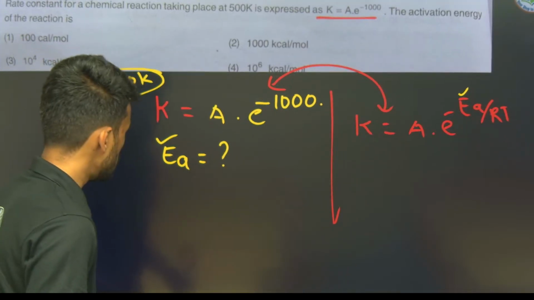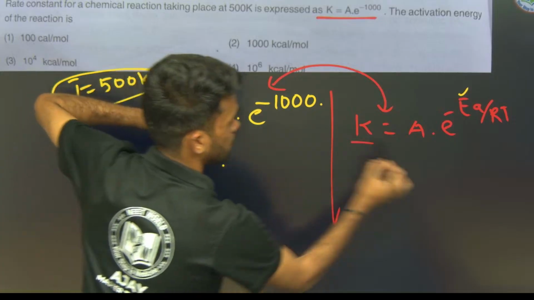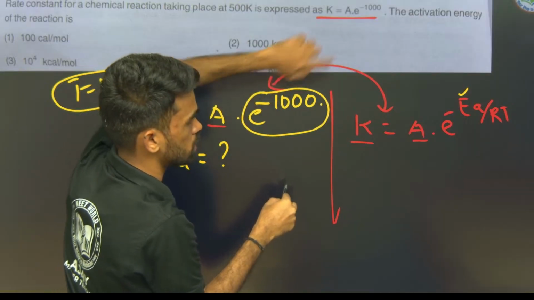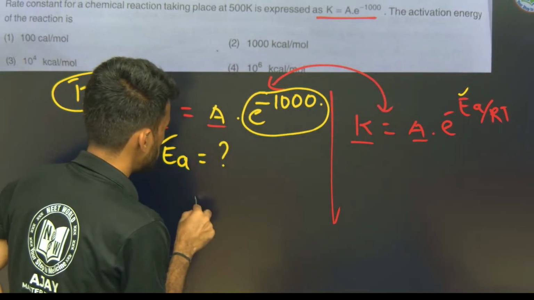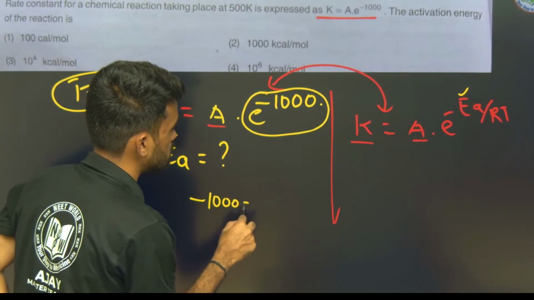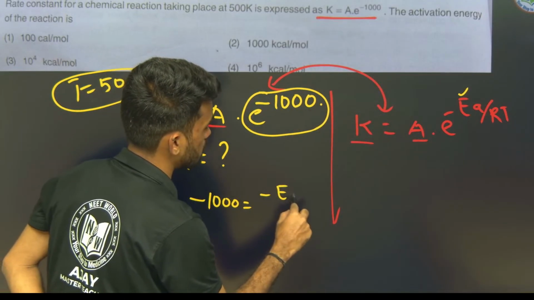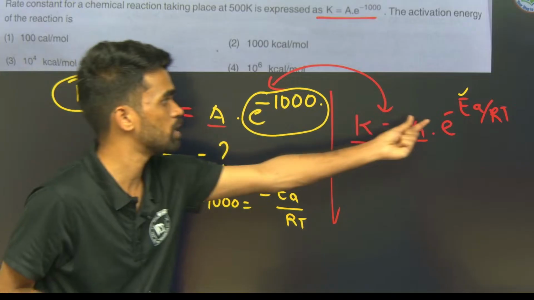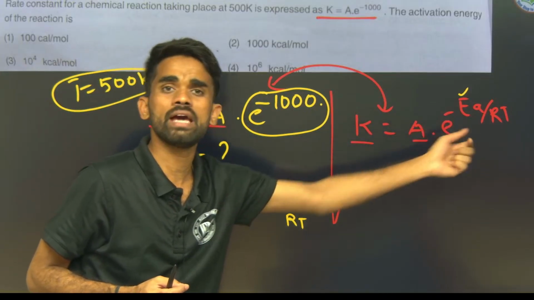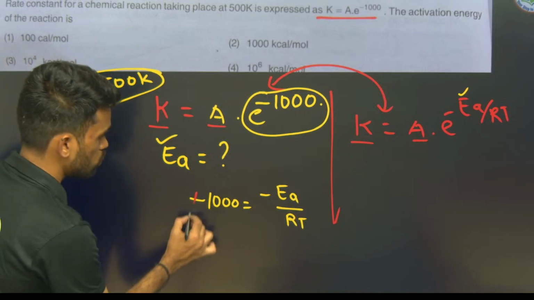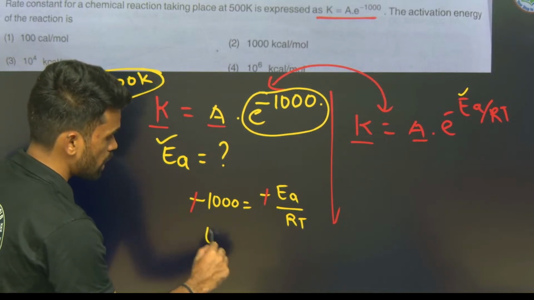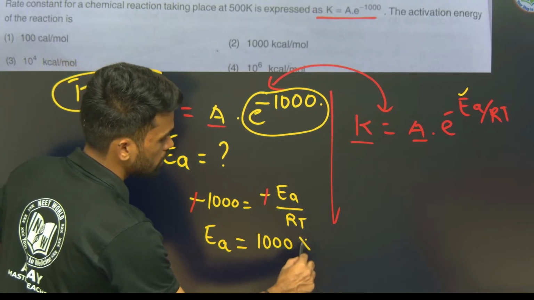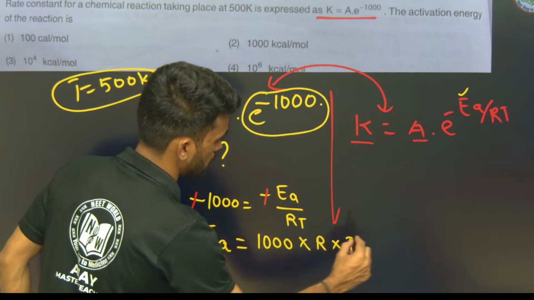Look at here, we have K here, A here also. Now, what do we have in this exponential term? e power minus 1000 here, and e power minus EA by RT, right? So, minus 1000 is equivalent to minus EA by RT. By comparing these two things, we get e power minus 1000 equals e power minus EA by RT. Now, you can remove these negative signs. I just want the activation energy EA, so I can multiply 1000 with R into T.